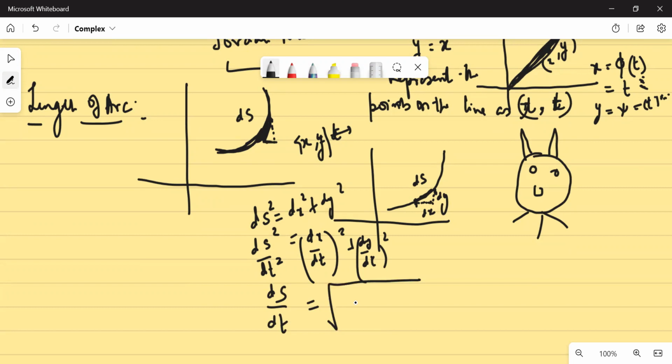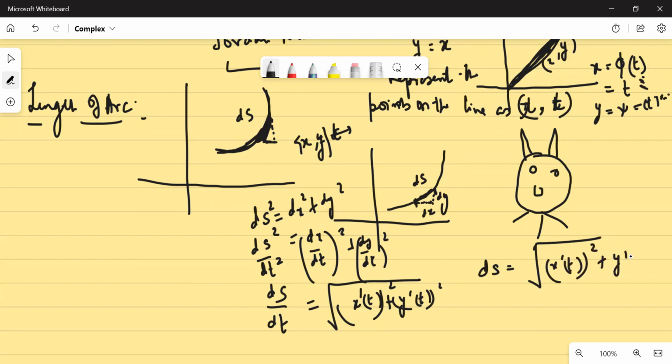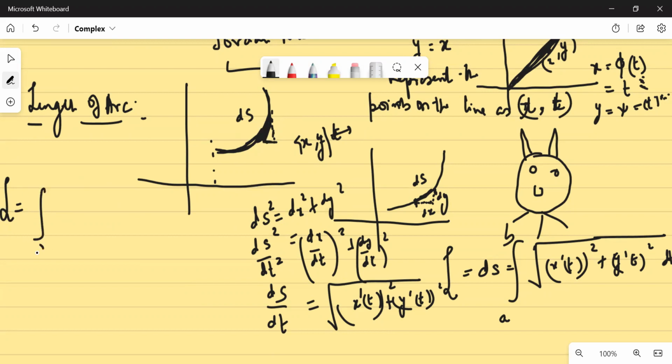So ds by dt will be equal to what? Root over x dash t squared plus y dash t squared. Yes or no? Sorry, my bad. Okay, and eventually I can write ds as root over x dash ka square plus y dash ka square, and integral. Let's say if I have to evaluate this length of arc from a to b, so I will go with integration from a to b. This will give me the length of the arc. So length of the arc, most conveniently for all sort of curves that I've been talking about, abhi jo humne padha, jahan pe x and y can be represented by some continuous function of t, is given by integral a se lekar b.